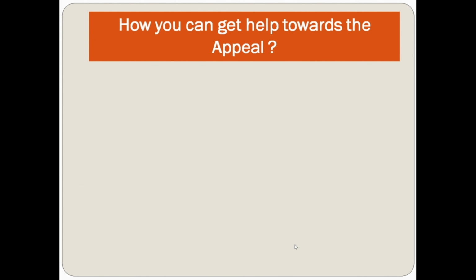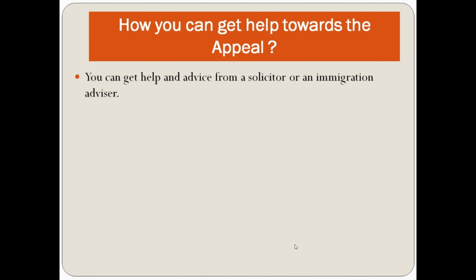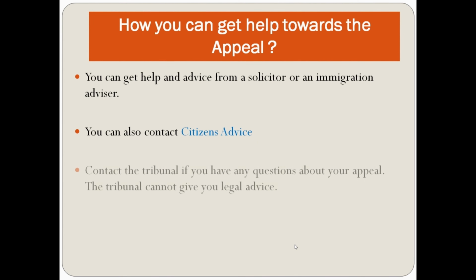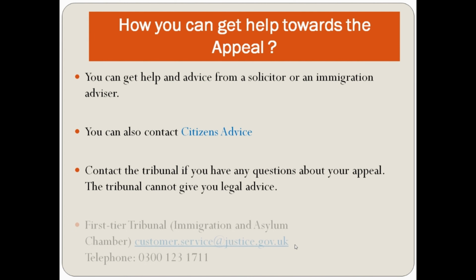How can you get help towards the appeal? You can get help and advice from a solicitor or an immigration advisor. You can also contact Citizens Advice Bureau. Contact the tribunal if you have any question about your appeal. The tribunal cannot give you any legal advice. First-tier Tribunal contact details are this.